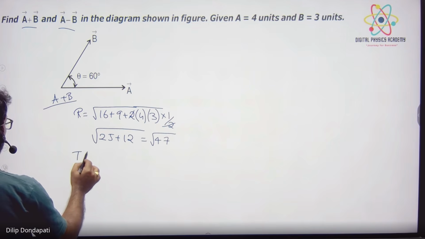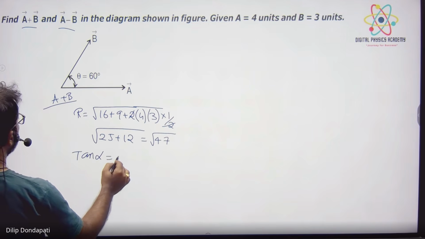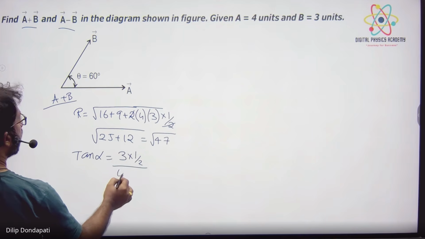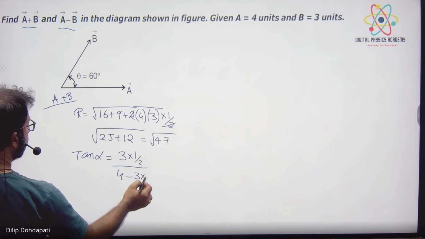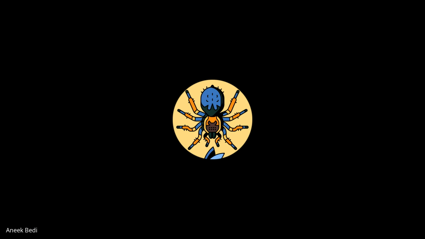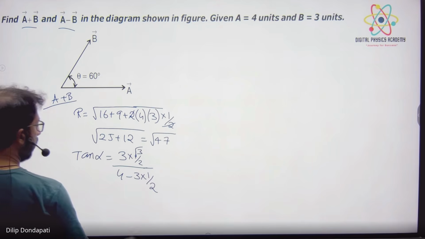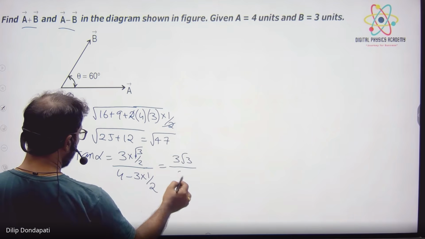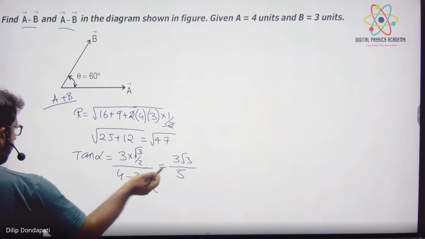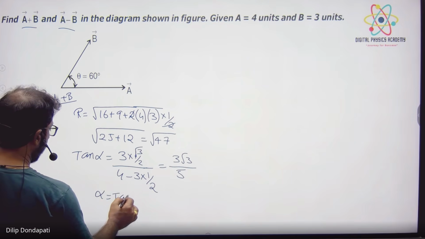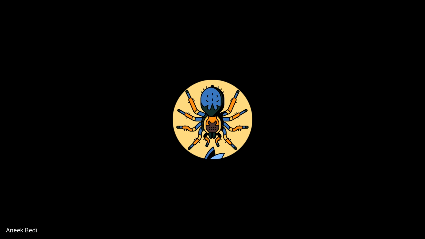So tan alpha will be B sin theta by A plus B cos theta. B sin theta means 3 sin 60, which is root 3 by 2, divided by A plus B cos 60. Cos 60 is 1 by 2. Now solve, how much will it be? One minute. 3 root 3 by 2, the 2 cancels, 8 minus 3 is 5. So alpha is tan inverse of 3 root 3 by 5.